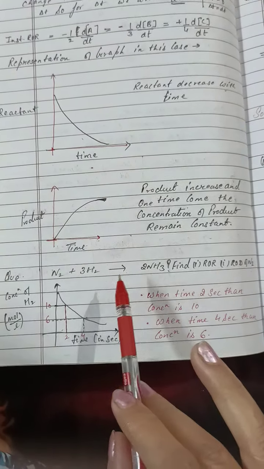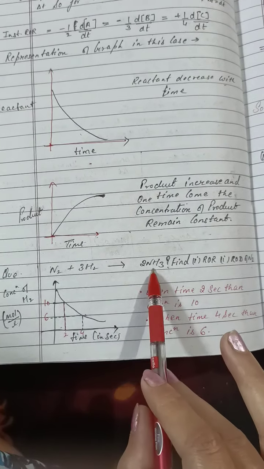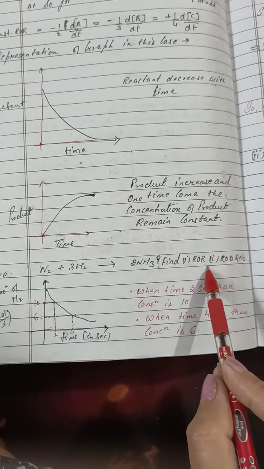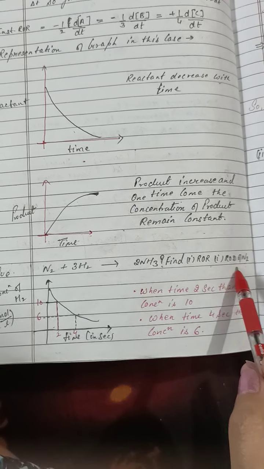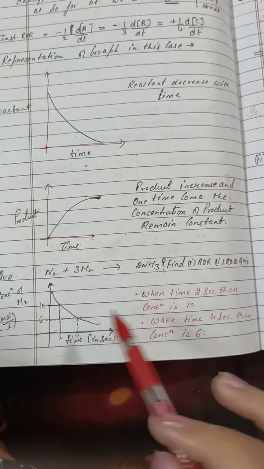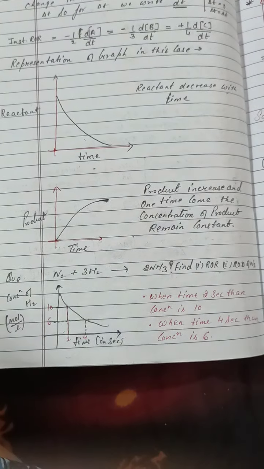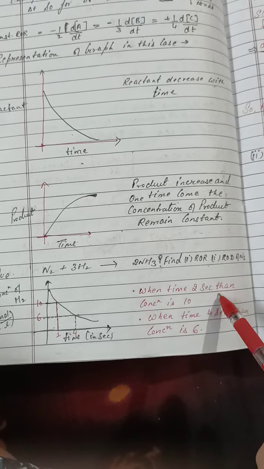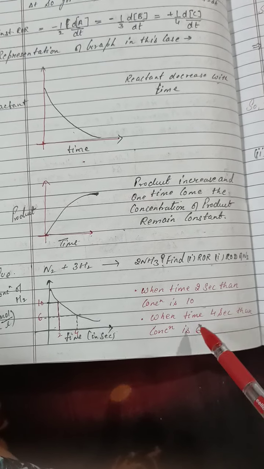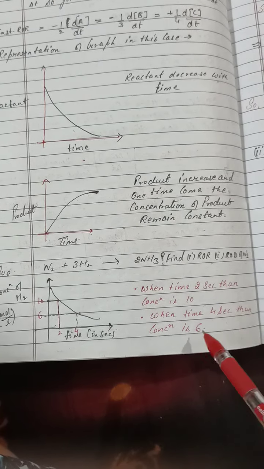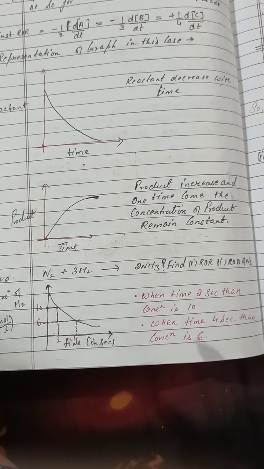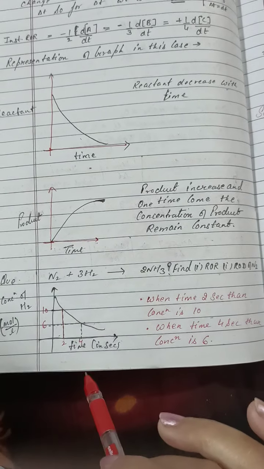Fine. Next question: nitrogen and hydrogen give ammonia. They are asking for the ROR and ROD of nitrogen. So what will happen? We have to use a graph of time versus concentration of hydrogen. When time is 2 seconds, the concentration is 10. When time is 4 seconds, the concentration becomes 6. We have to find this from the graph.